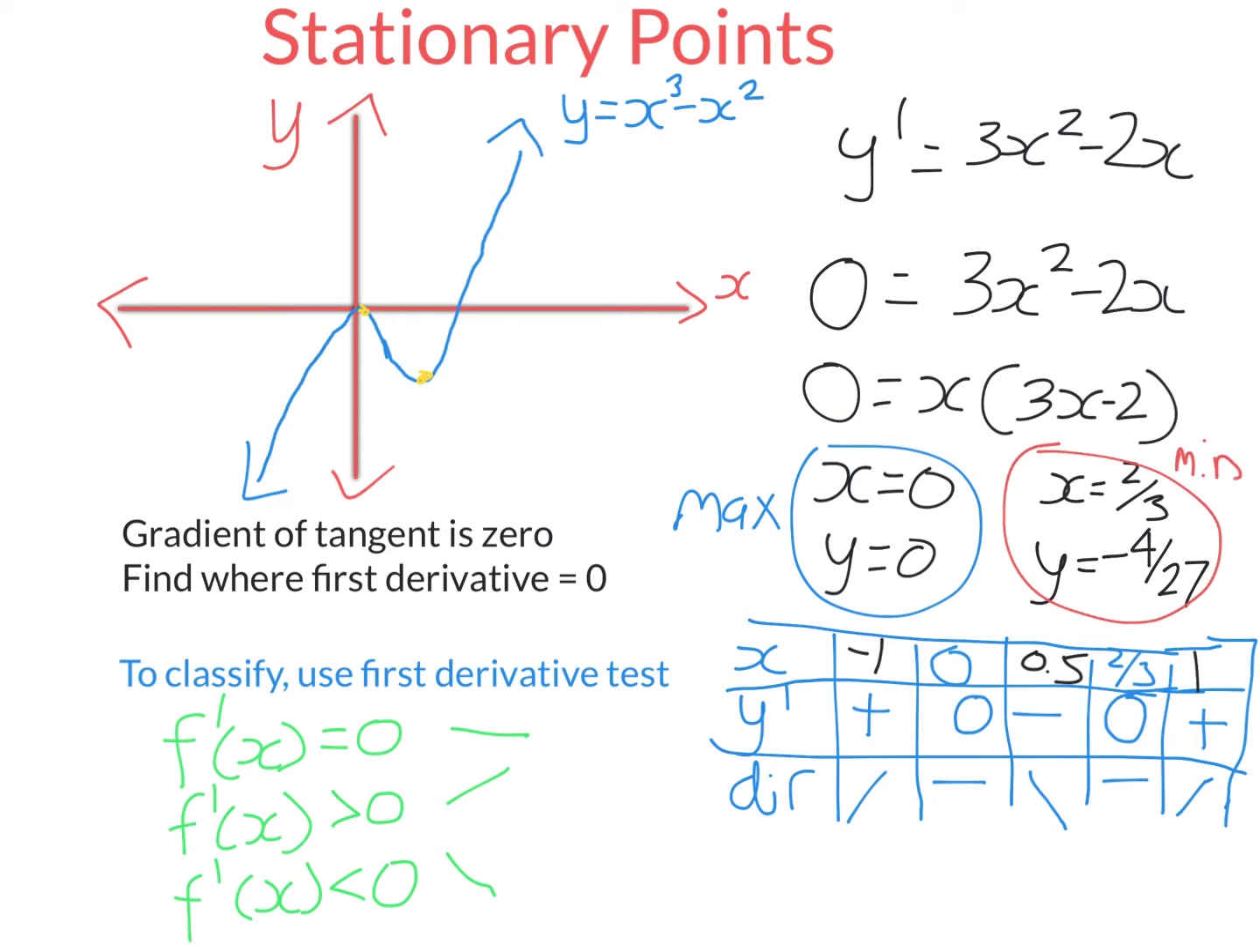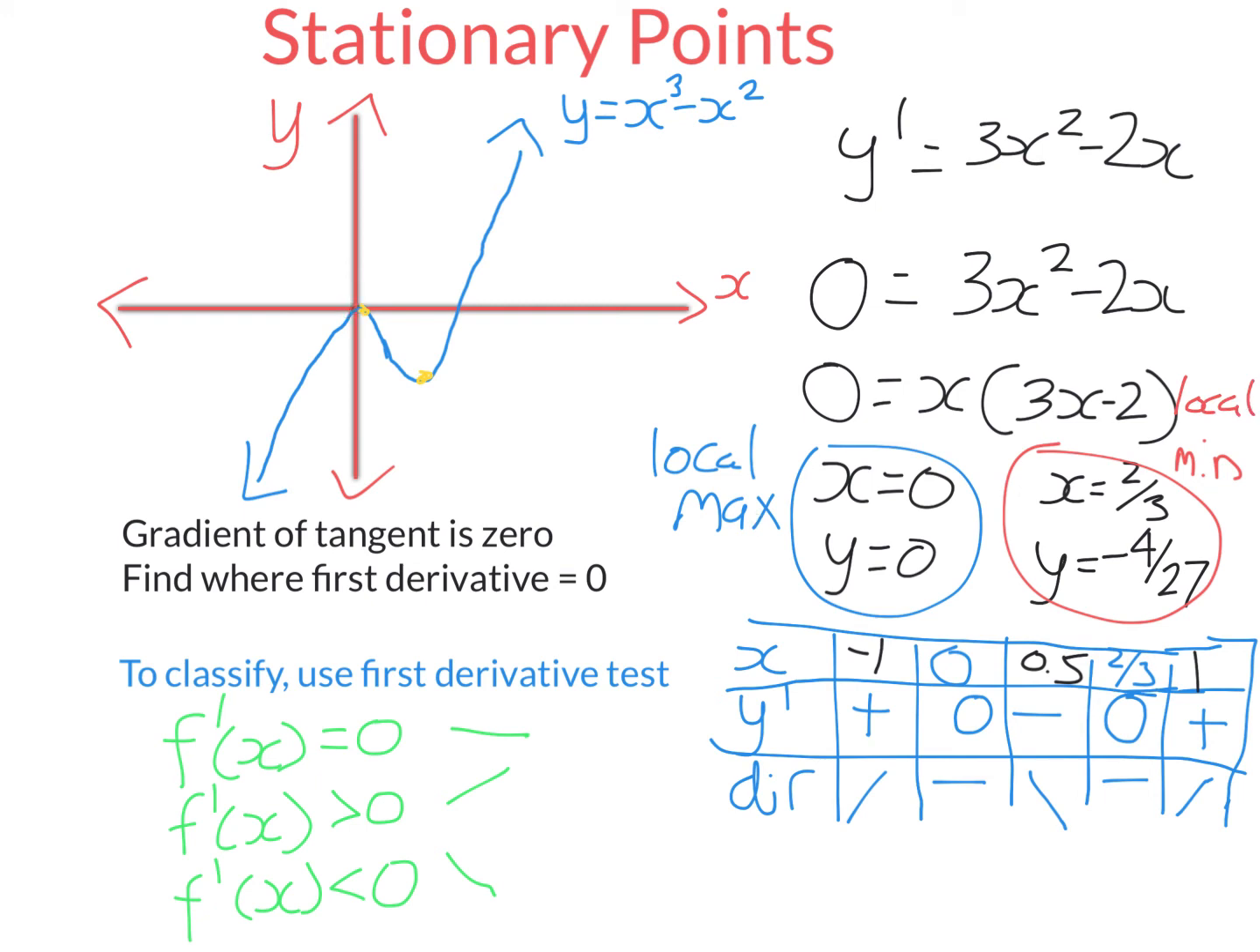Now, we could tell that from the graph. I just wanted to show you how we could use the first derivative test if we don't have a graph. So, as an important point, we call these terms local max or a local minimum. So the reason is they're just the minimum or maximum value in a neighborhood.